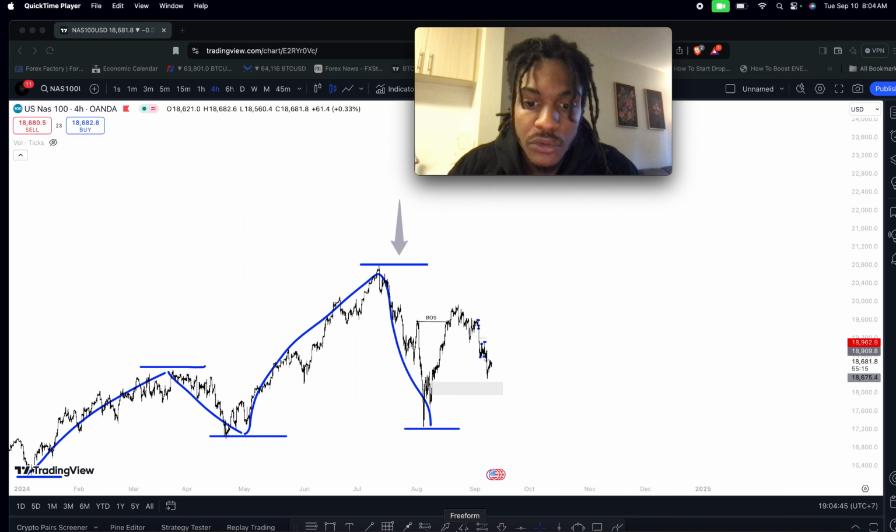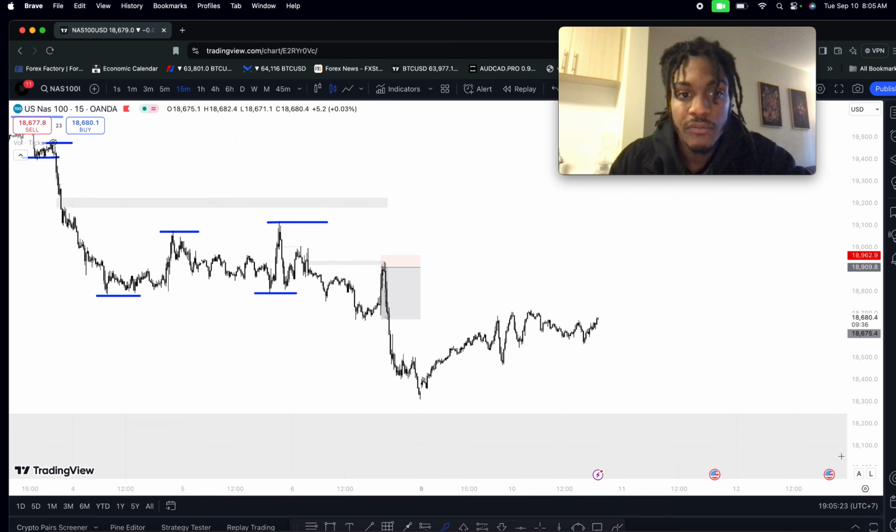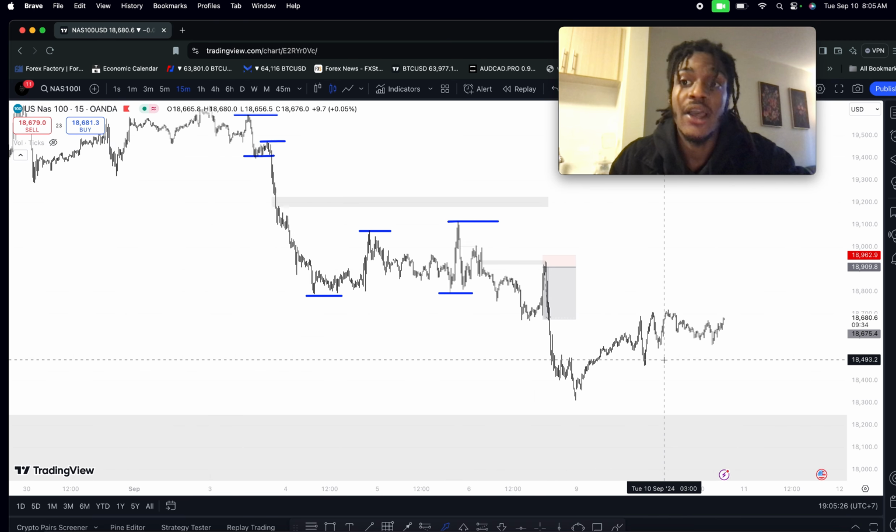So if we zoom in on the 15-minute and just erase all that, we zoom into the 15-minute. What do we have here? We zoom into the 15-minute. We have price action right here. Okay, and so that's actually how I got into this trade.